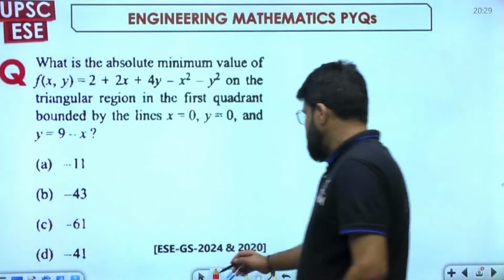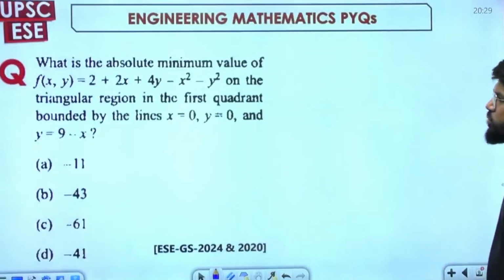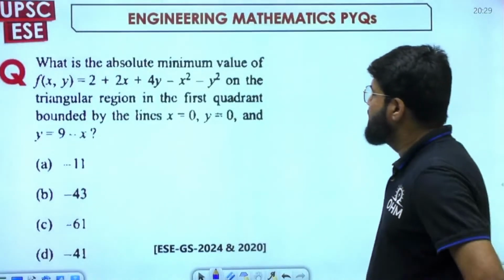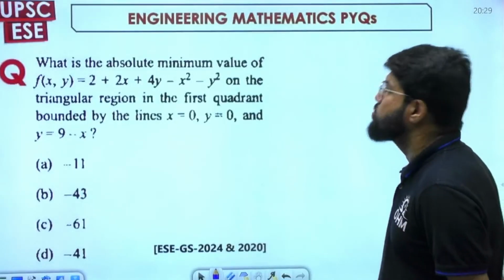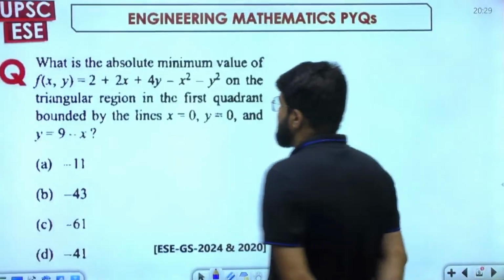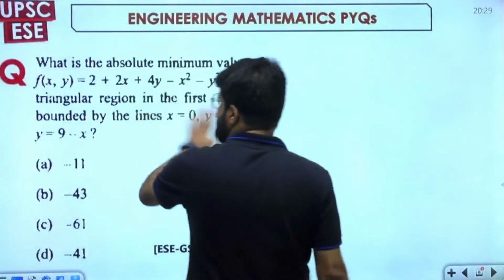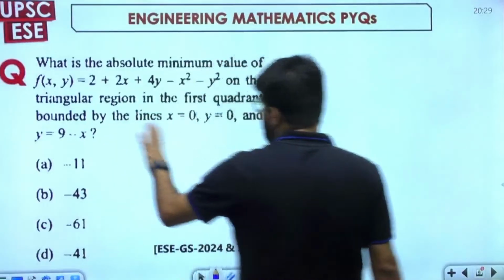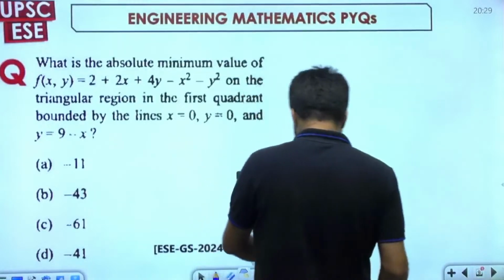What is the absolute minimum value of the function 2 plus 2x plus 4y minus x square minus y square on the triangular region in the first quadrant bounded by the lines? So maxima minima for two variable function it is. Let's apply the procedure and then we will see what point is fit inside this region. What is the region? Let me draw it. What is the region given to you?